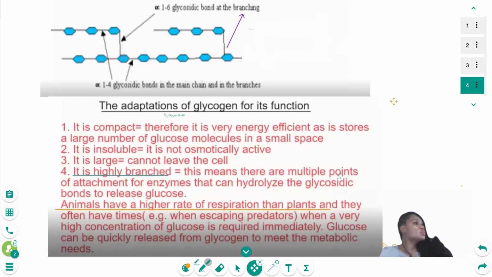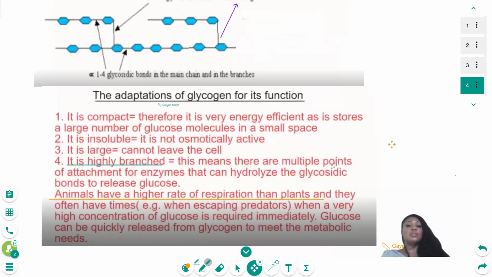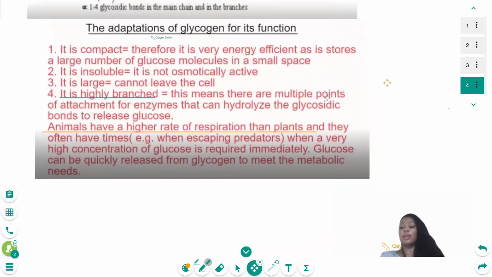So that's why animals don't store amylose. Amylose is the helix and it doesn't have a lot of attachment points. So because we know the needs of animals, that we need to be able to mobilize that glucose very quickly, the way that we store the glucose is in the form of glycogen, which is very branched. So it simply means that the glucose can be available very rapidly in means of that, right?